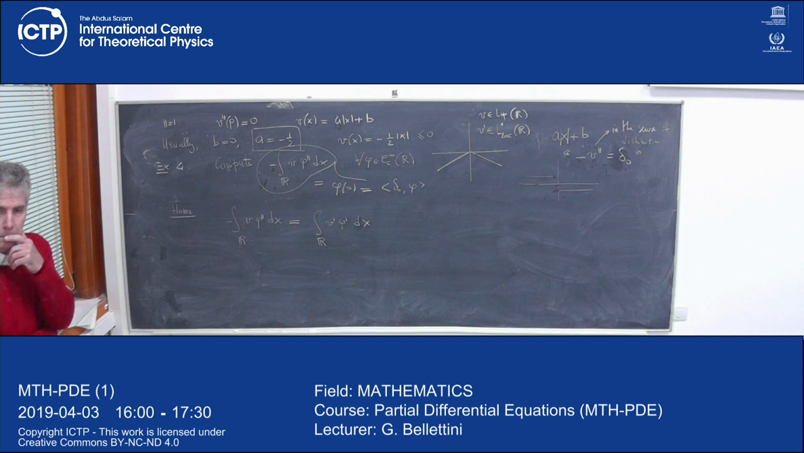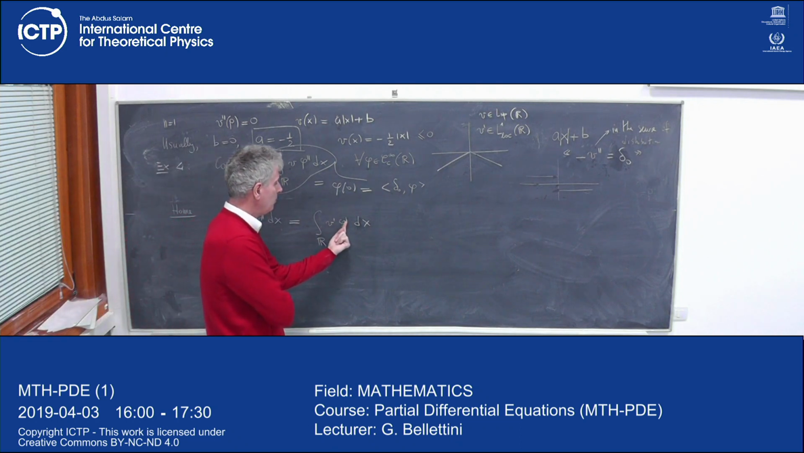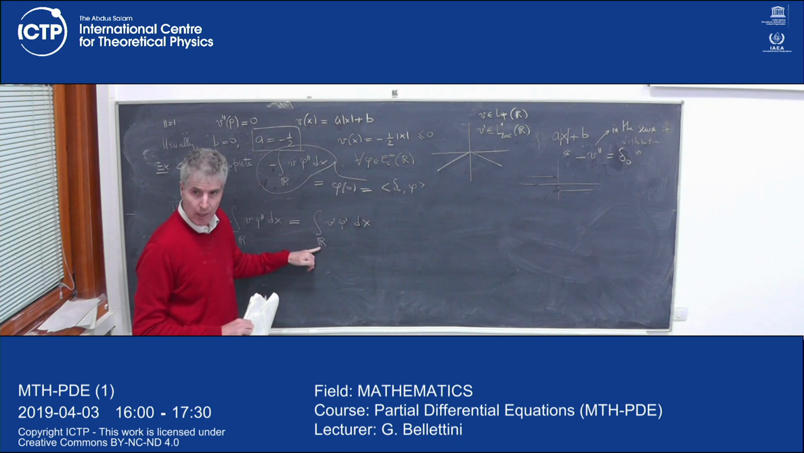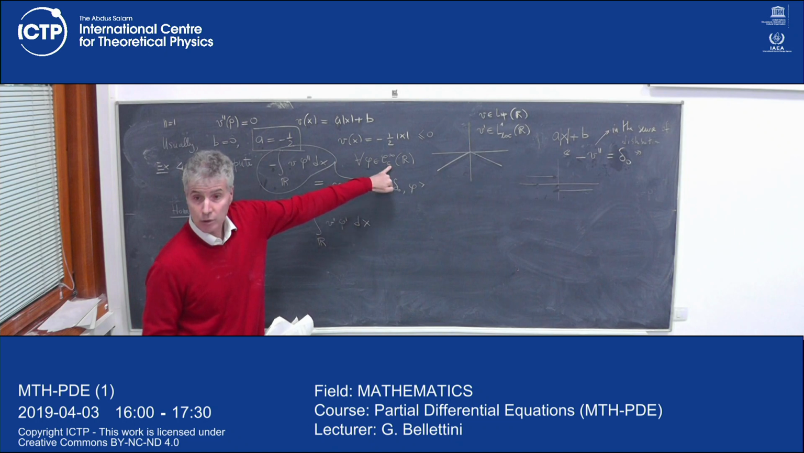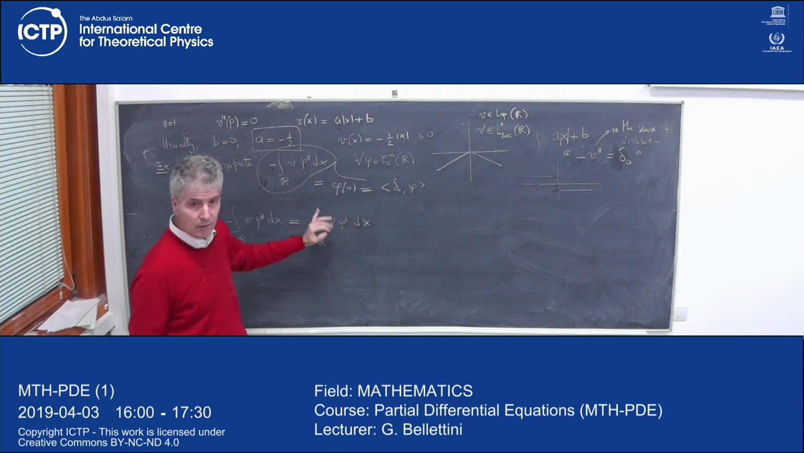And now what do you do? Integrate by parts again. Remember that there is no boundary term here. Why is there no boundary term? Because phi has compact support. This is crucial. Don't forget that we are localizing in a compact set. Otherwise, we are lost. So no boundary term. At infinity, everything is zero.